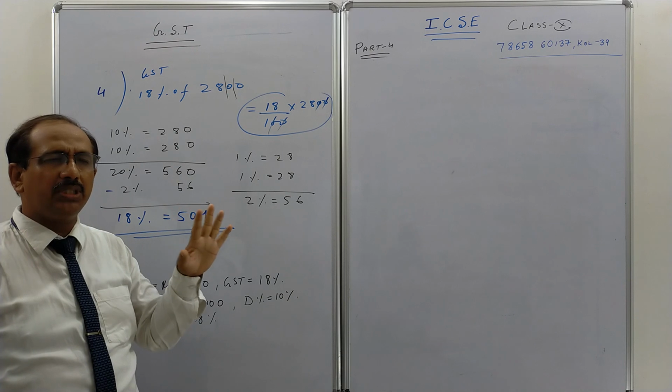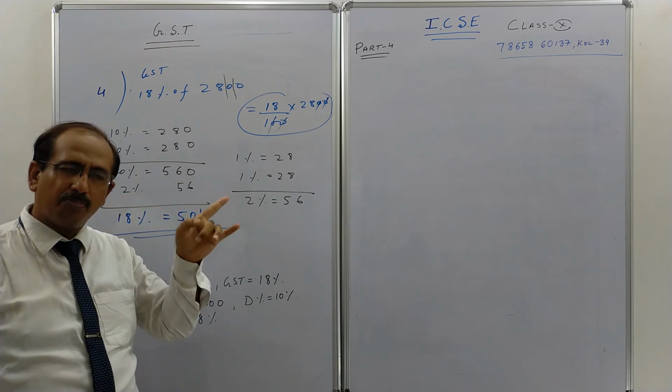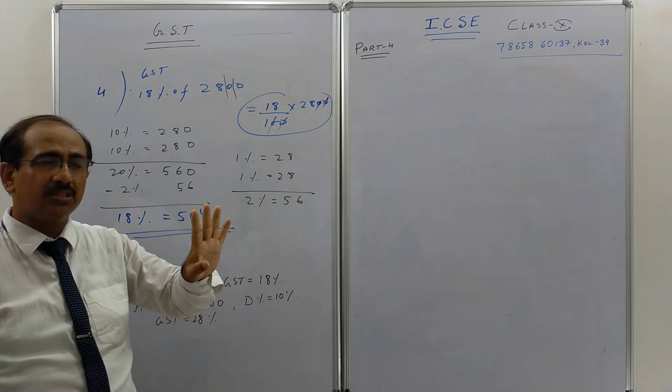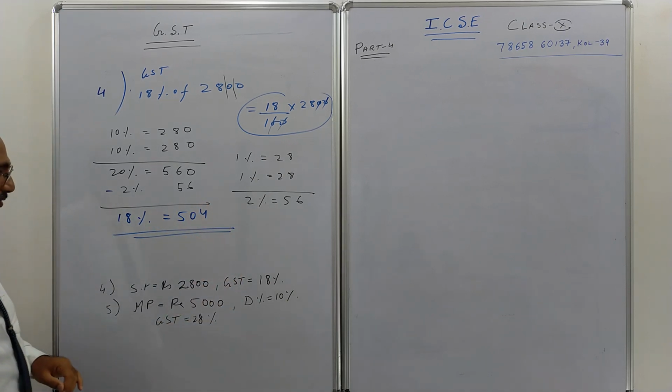Once more: 2,800, 280, 280, so 20% is 560. 2% is 28, 28, 56. 560 minus 56 is 504. Okay, so copy this, then we move on to the last sum where we have your discount.